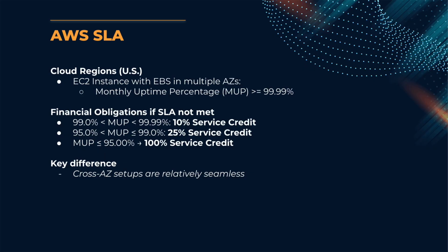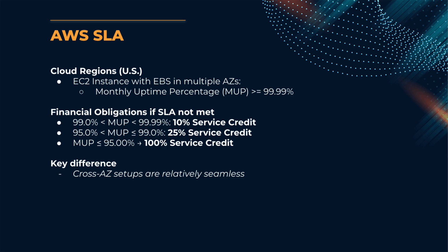AWS offers a 99.99% SLA for EC2 instances, but only when they're backed up by EBS storage and deployed across multiple availability zones. Just like Azure and GCP, high availability requires a multi-zone setup. However, a key difference with AWS is how seamless it is to set up, thanks to the default support for cross-AZ networking and load balancing. You don't have to architect as much from scratch.